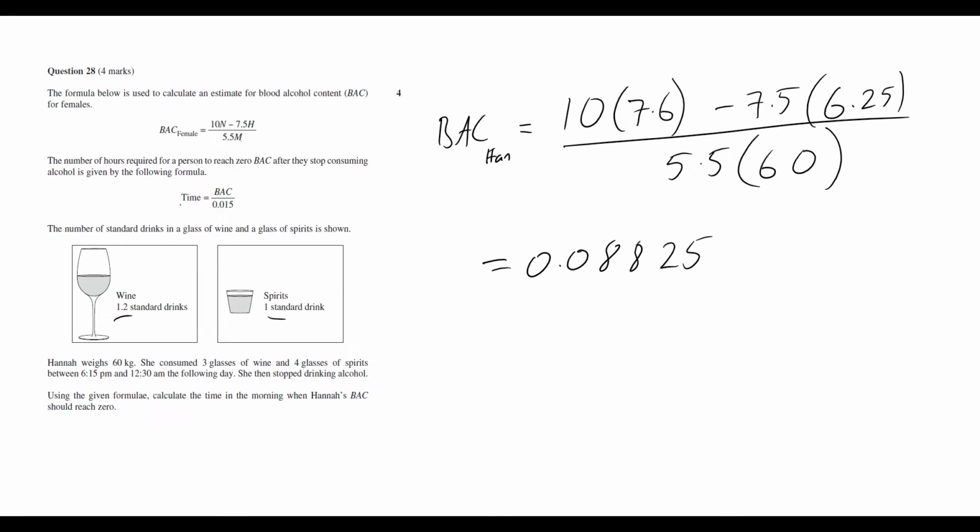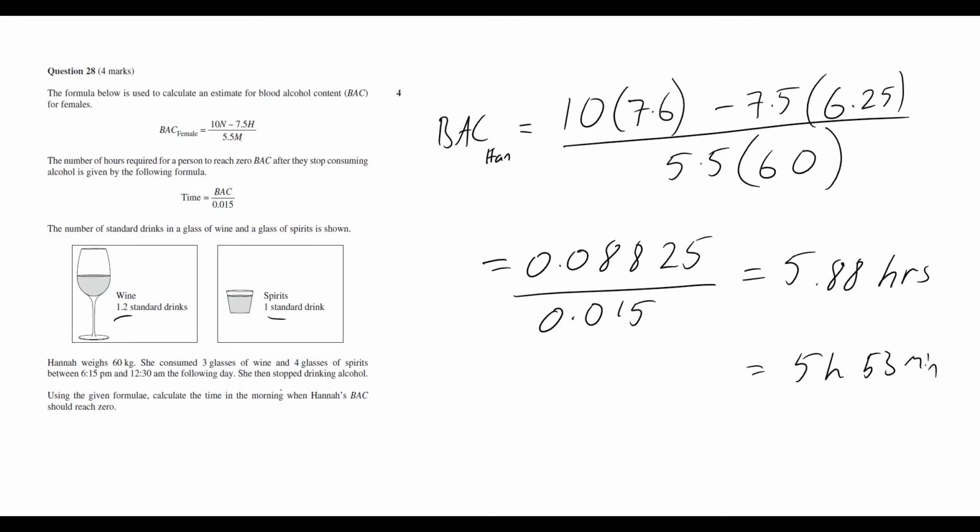And so now we need to figure out when will her BAC reach 0? What we need to do is use the second formula, and we will simply divide this number here by 0.015, and that will tell us the hours. Doing that, we find that it takes 5.88 hours, or in other words, 5 hours and 53 minutes.